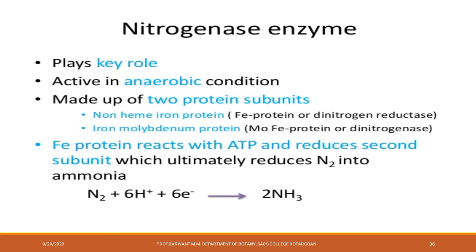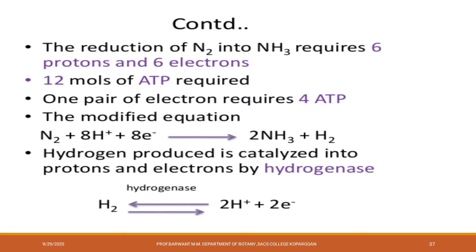It is made up of two units. Okay, the nitrogenase enzyme: Fe protein and MoFe protein. The reduction of N2 into NH3 requires 6 protons and 6 electrons, and 12 molecules of ATP. One pair of electrons requires 4 ATP.